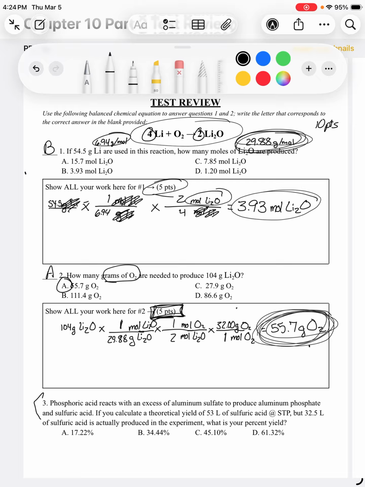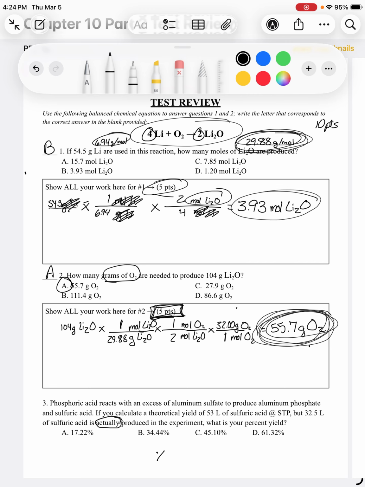Don't let your brain get so defeated. Read the rest of it. Persevere. Ready? Starting at if. If you calculate a theoretical yield of 53 liters of sulfuric acid at STP, standard temperature and pressure, but 32.5 liters of sulfuric acid is actually produced in the experiment, what is your percent yield?